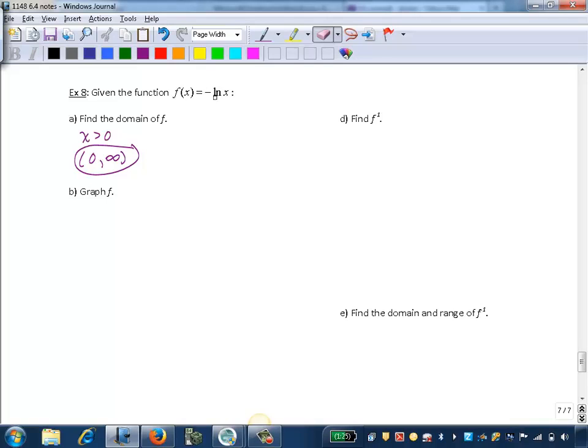So this negative is on the outside, so that's a vertical change. We're multiplying by -1 outside the grouping symbol, so we know that's going to cause a vertical reflection about the x-axis. So once we have the key points on our parent function, we're just going to multiply all those y values by -1.